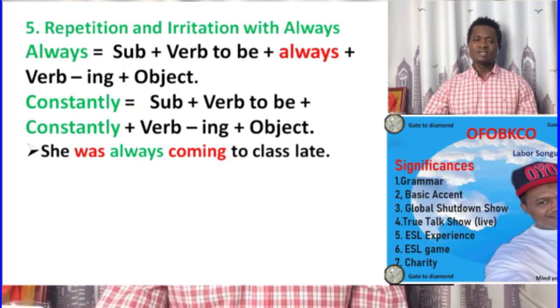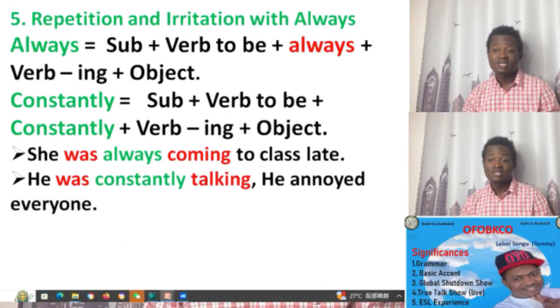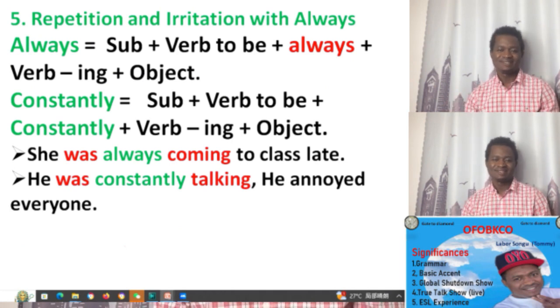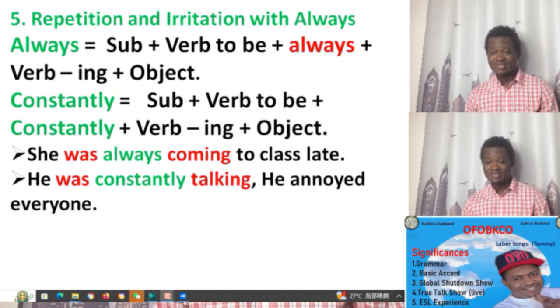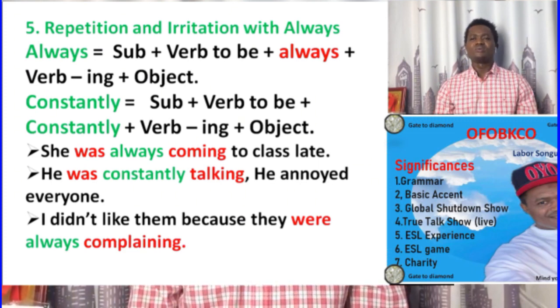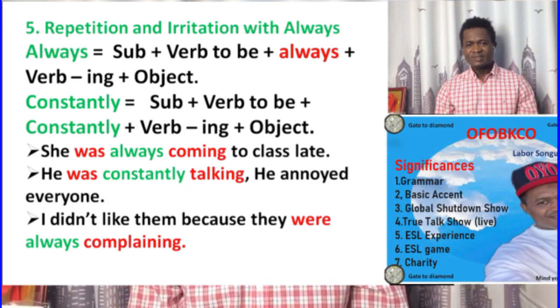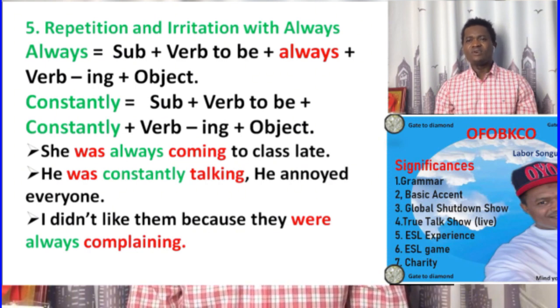Let's go to the second one here. He was constantly talking. He annoyed everyone. So there is an annoying situation, irritation. You know what I mean? Next, I didn't like them because they were always complaining. This is an annoying situation. So these are the uses for past progressive number 5.